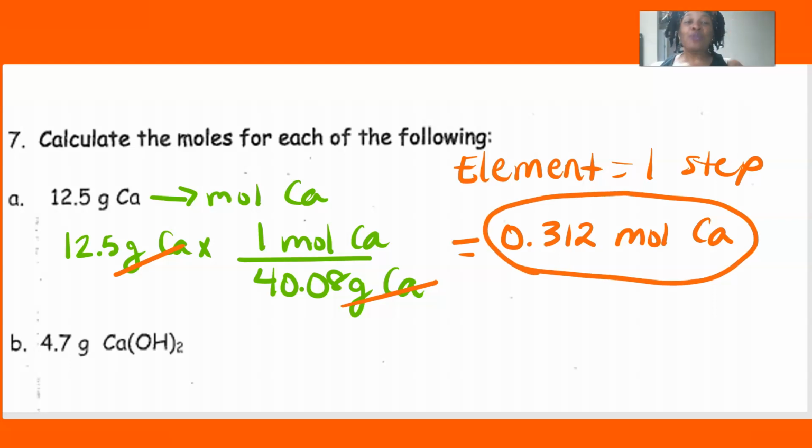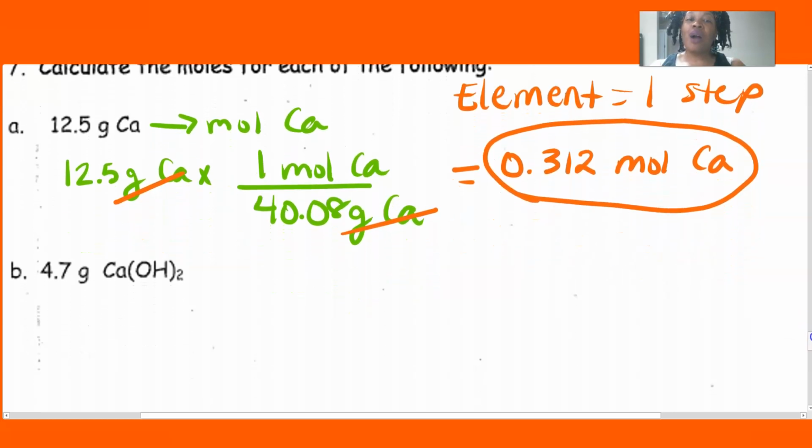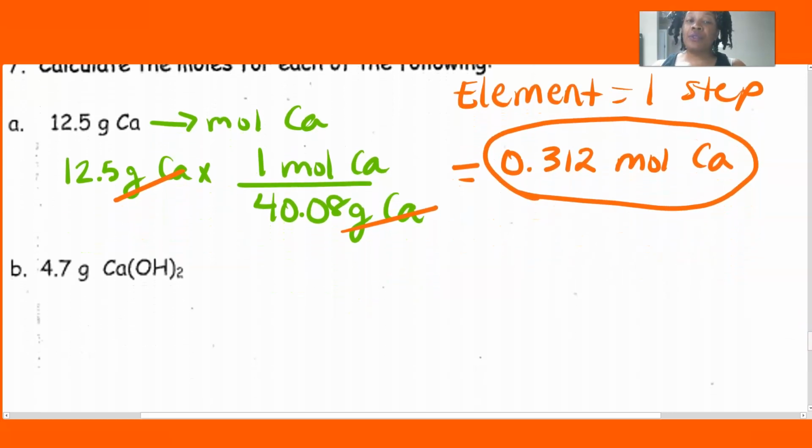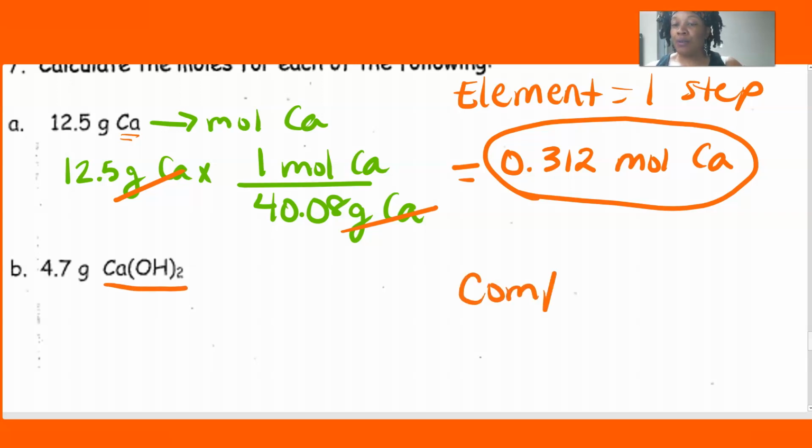Now, watch what happens when we take 4.7 grams of calcium hydroxide and convert that to a mole. Remember when I said earlier, when you have an element, it's one step? Well, that element was calcium. It was by itself, it was solo. But now in this case, calcium hydroxide is a compound. And so whenever you're trying to calculate the mass or the moles for compounds, that is a two-step process.